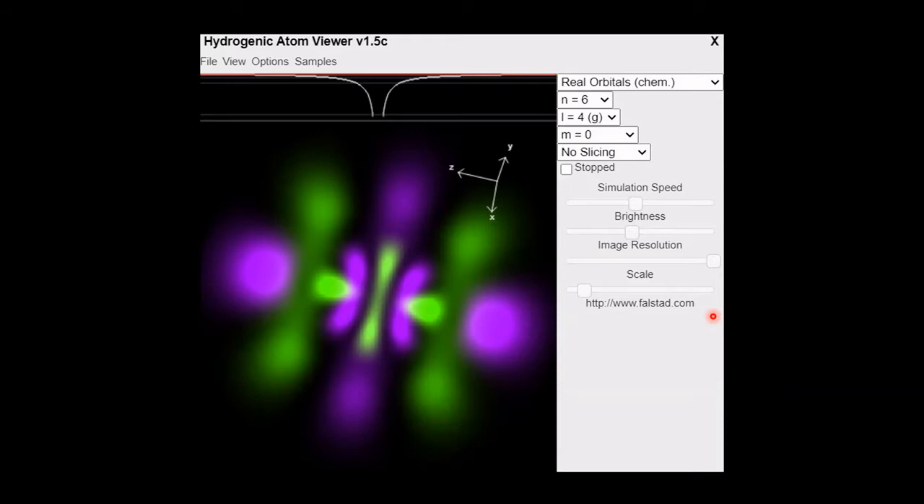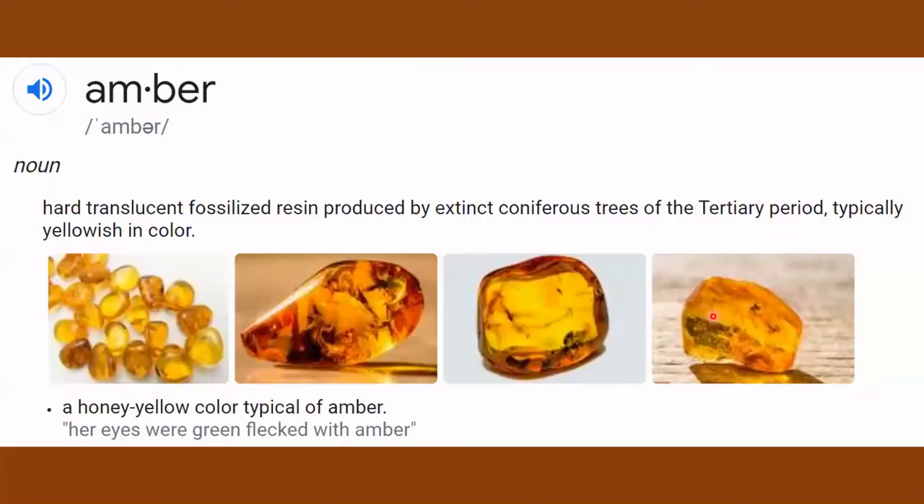I'm already going off topic. We're here to talk about electric charge. Have you ever wondered where that word comes from, electricity? Well, evidently, the word electric or electron comes from a Greek word that meant amber.